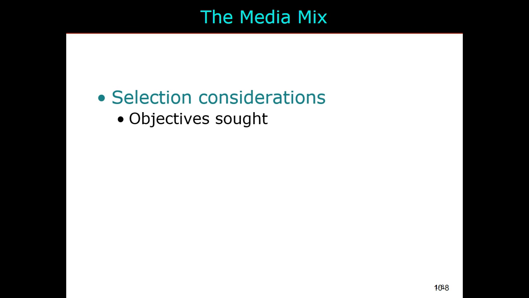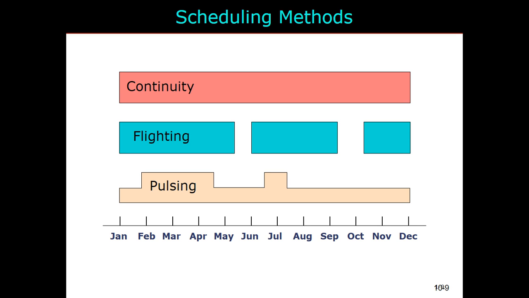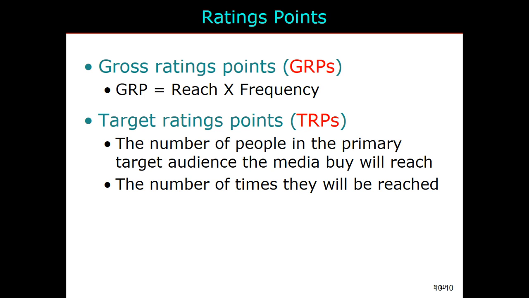Okay. The media mix: what do you need to consider in selecting your media? You consider your objectives, the characteristics of your product or service, the budget, and the individual preferences. Scheduling, media scheduling. What is continuity? What is flighting? What is pulsing? Okay? You understand that? And what are rating points or gross rating points? The GRP: reach times frequency. What are target rating points? TRPs.